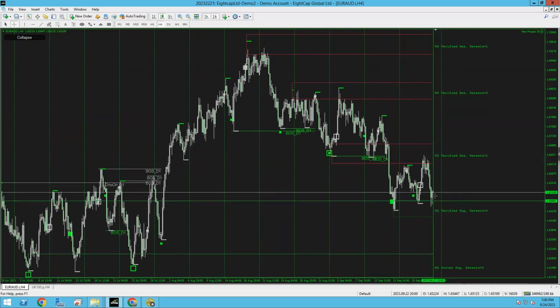Done. If it's going any further, it's going to create another turncoat here, break this level, and it could go down to this one here. Another 80 pips going down. Simple.